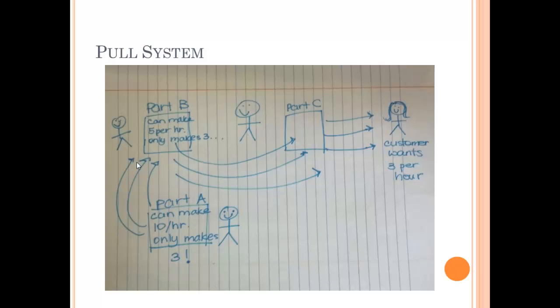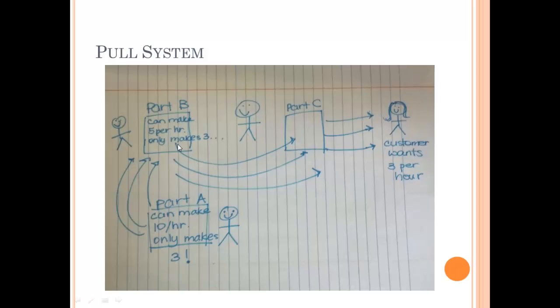Part A, they could make 10 an hour, but they only make 3 because that's all that they're going to need, or the customer wants. Okay, and so this is a pull system. You start by thinking at the end and moving backwards. I literally drew this picture backwards. I started at the end.